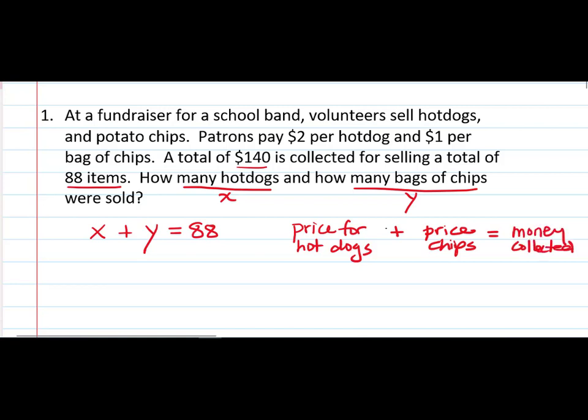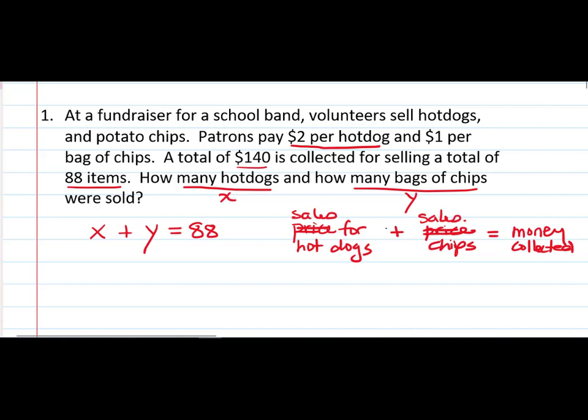But we have to think about how do we write the price paid for the hot dogs. And when I say price, maybe I should say sales, because we're not talking about the price of an individual hot dog. We're talking about the amount of money collected because of people buying hot dogs. So the sales for the hot dogs, if each hot dog is $2 and there are X hot dogs, how do we figure out the total amount of sales?